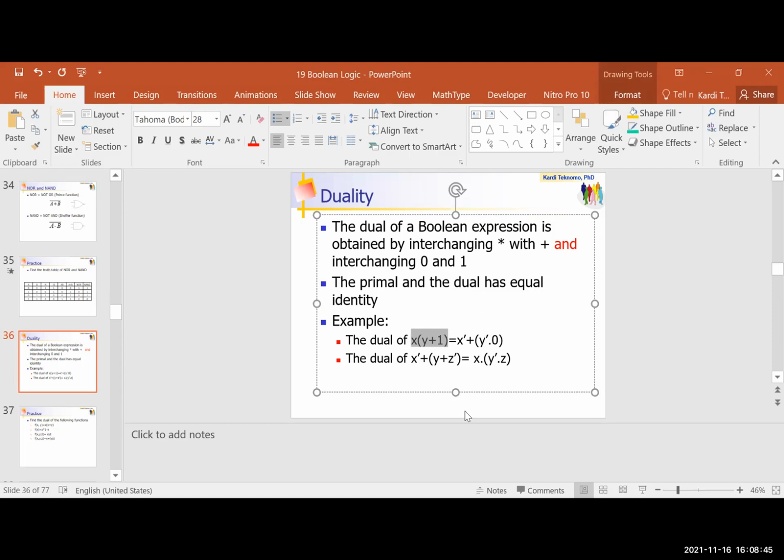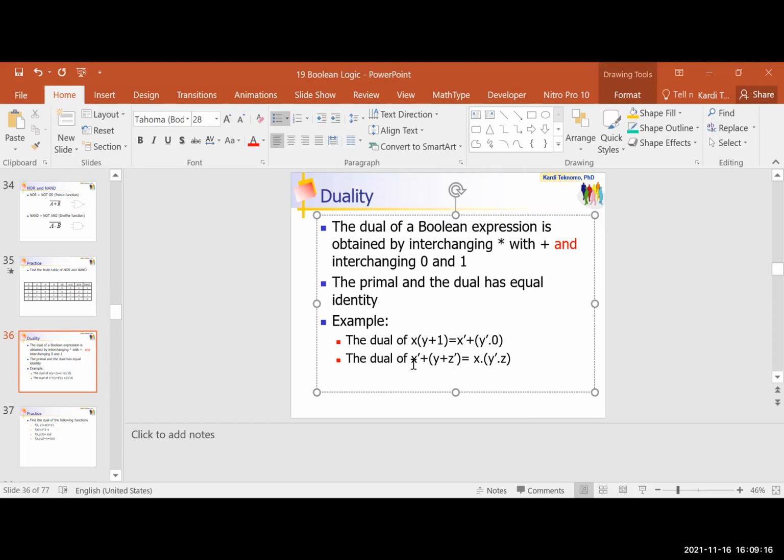Okay, so you look at it this way. If this is x, then you make it x accent, right? If it is multiply, you make it plus. When you put it plus, you make it into multiply. When it is positive, you make it into negative. When it is 1, you make it into 0. That is the dual.